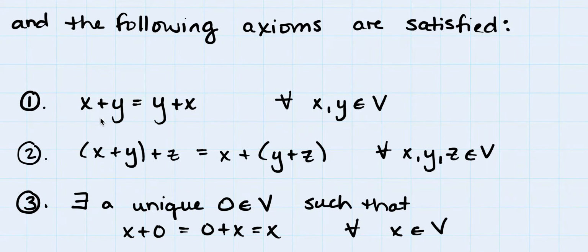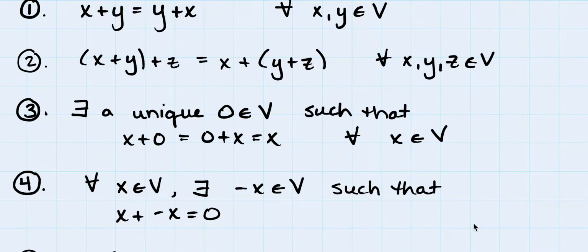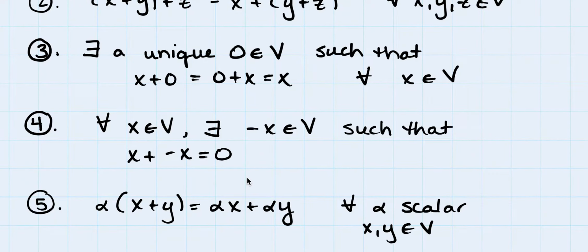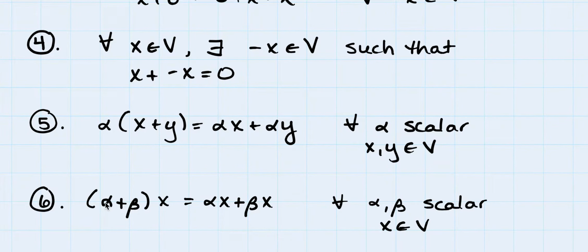The first one is that the vector addition is commutative. The second one is that the vector addition is associative. We have a 0 vector in that space, that set. For every element in our vector space, we have an inverse element. We see that scalar multiplication has to be distributive. This is a similar property, but it involves the sum of scalars. This is distributive.